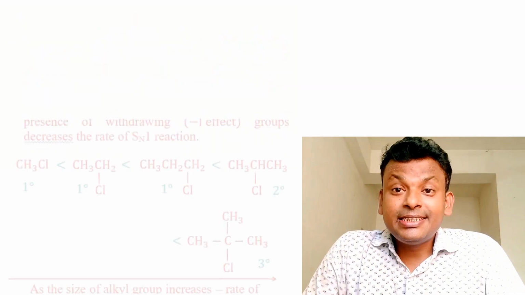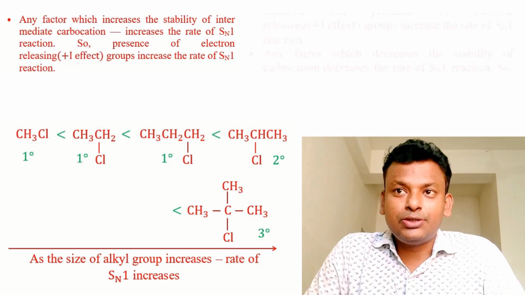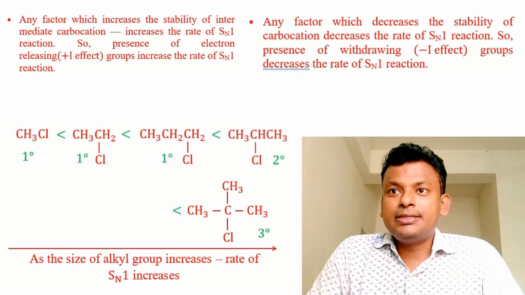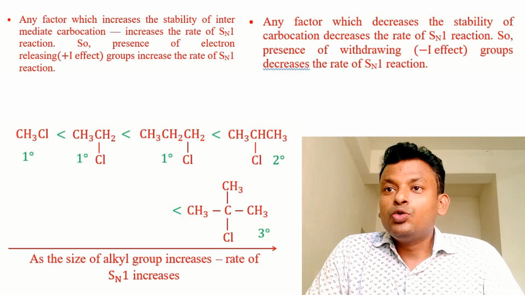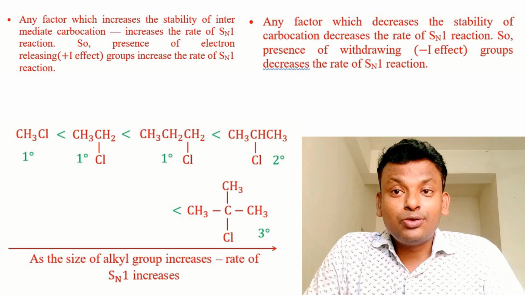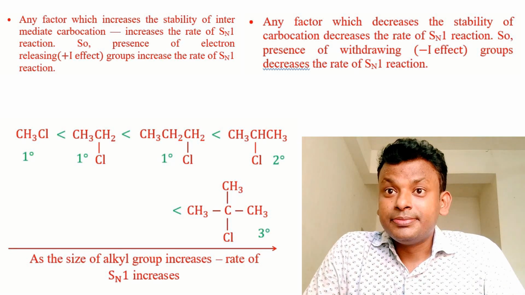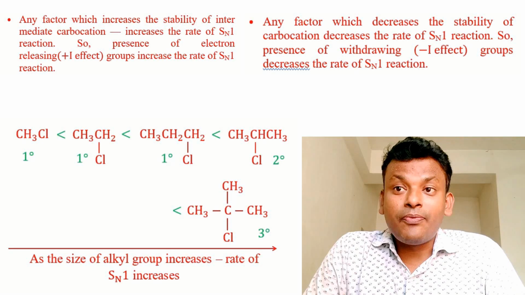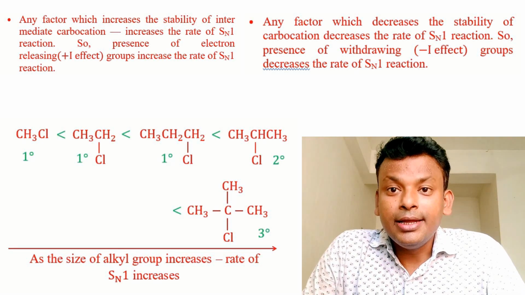The given order is below: CH3Cl, which is 1 degree, is less than CH3CH2Cl, which is less than 2-chloropropane, that is the 2 degree, which is less than 3 degree. As the size of the alkyl group increases, the rate of the SN1 reaction increases.